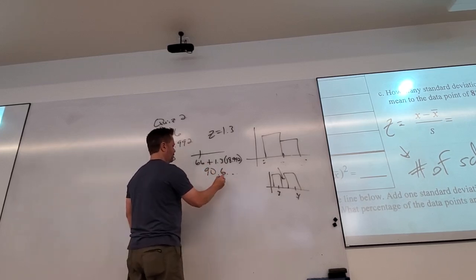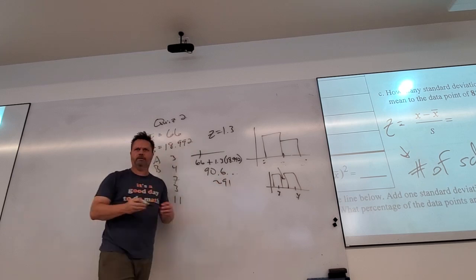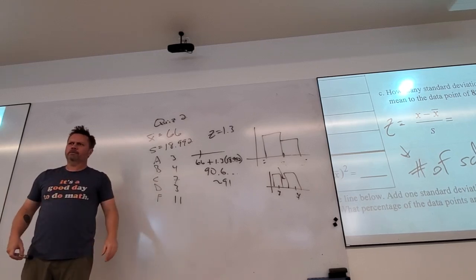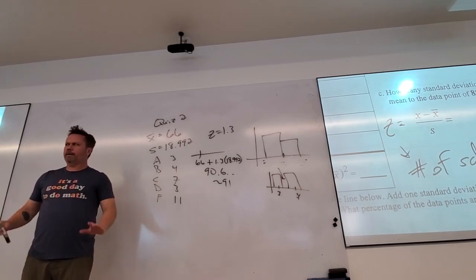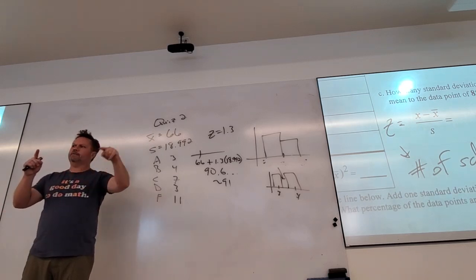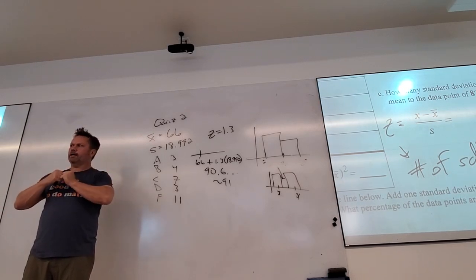90.6 blah blah blah, so like a 91 roughly. You guys kind of with me? Okay. Maybe I rounded the z-score. Does that by itself make sense? If you consider standard deviations like steps, questions like that become a lot easier.